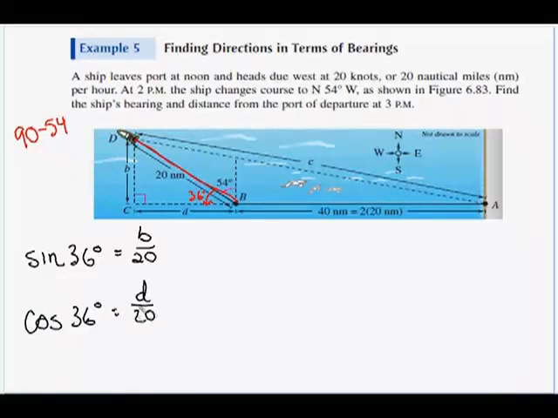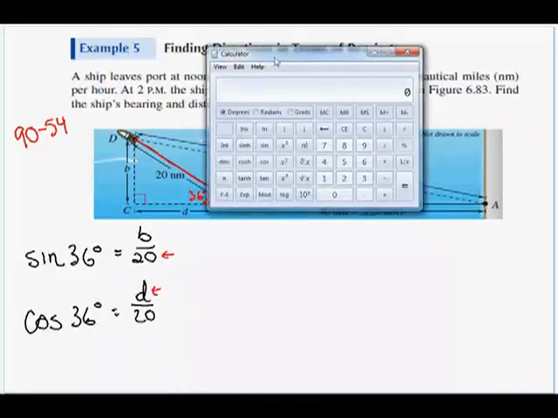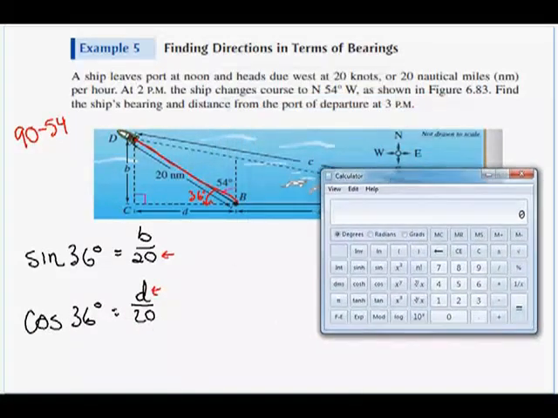over 20. And to solve either of these equations, we're going to multiply both sides by 20. Sine of 36 times 20 will give us B. And for side D, we're going to multiply both sides by 20, and that's going to be the cosine of 36 times 20. So bring up the calculator here. The first one we're going to do sine of 36, multiply that by 20. The calculator mode here is in degrees, so we want to do 36 sine, and then multiply that by 20. And we get 11.76.